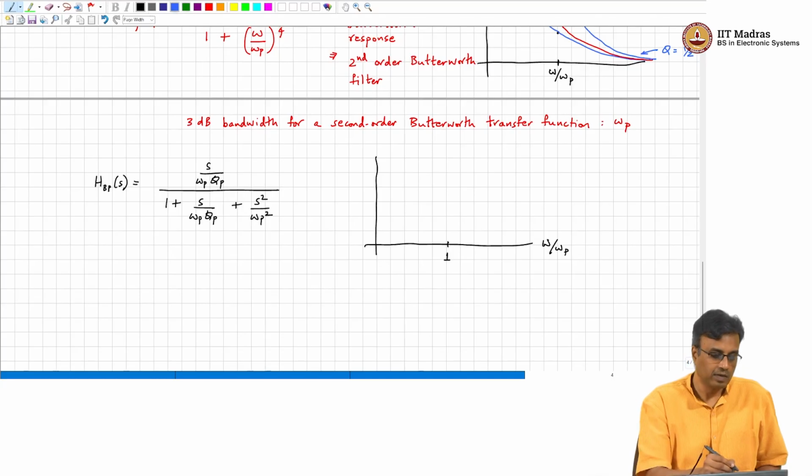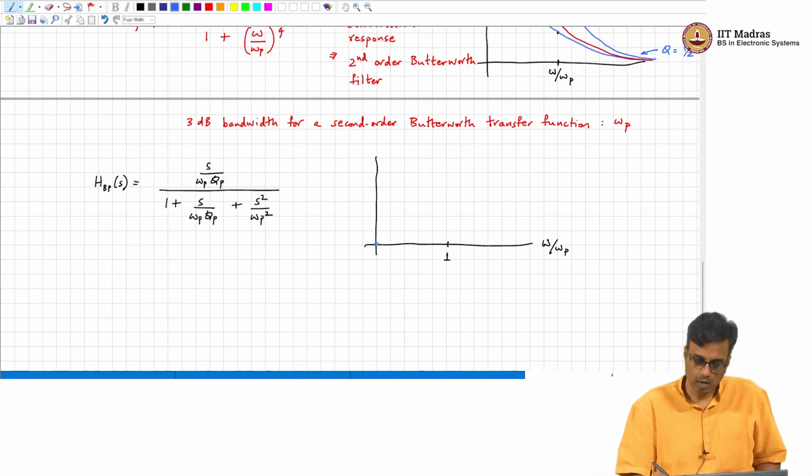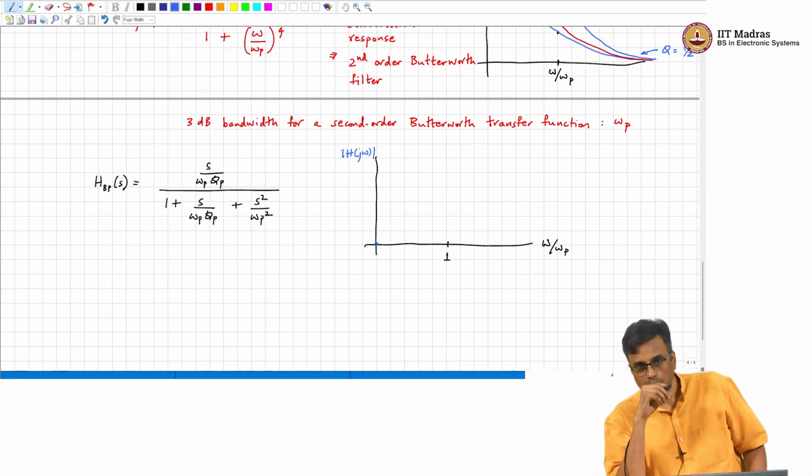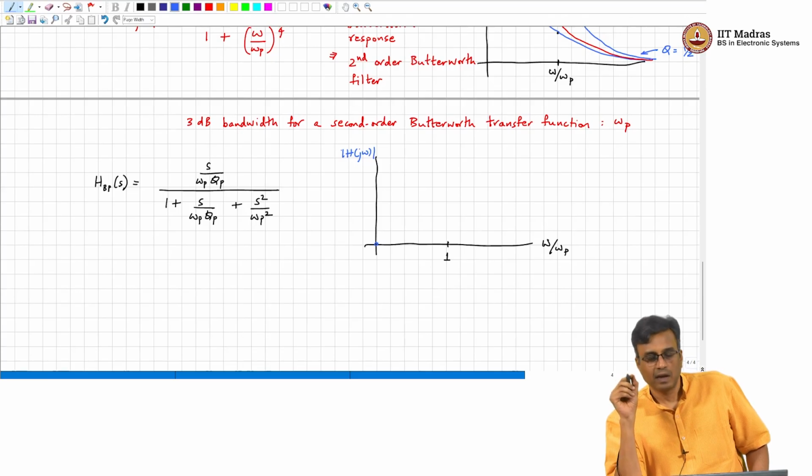At DC, the gain is 0. So this is the magnitude of H(j omega). At DC, it is 0. At infinite frequency, the numerator goes as s, the denominator goes as s squared, so it is 1 over s. So basically, at infinite frequency also the response is 0.